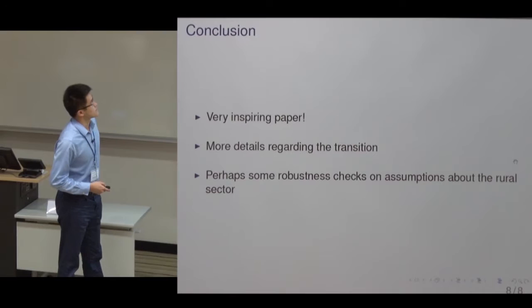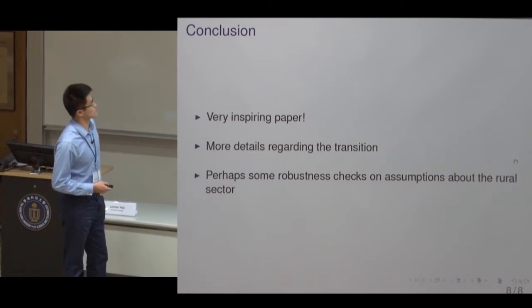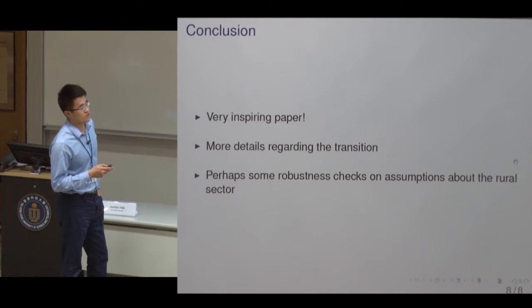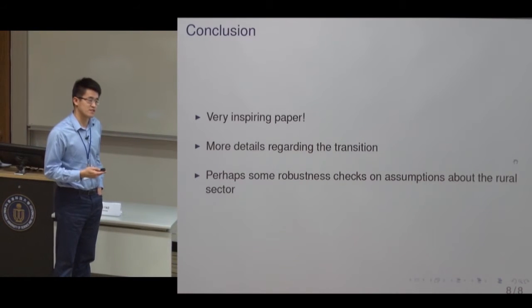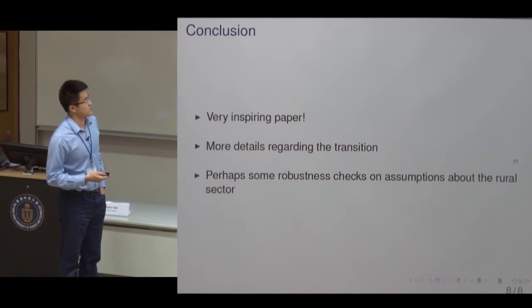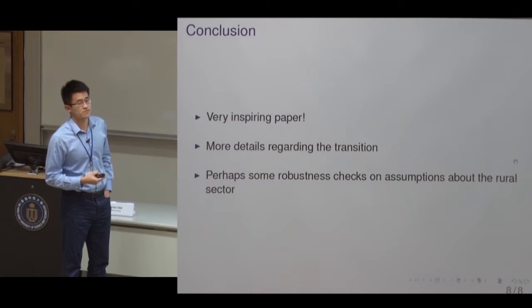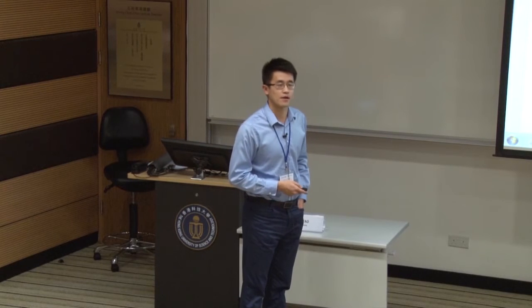So to summarize, this is a very inspiring paper, very nice paper. I enjoyed it quite a lot, and perhaps there should be more details regarding the transition. I don't fully get how the authors got this transition result by considering deviation from steady state. And perhaps more robustness checks on assumptions about the rural sector, because although the rural sector is not growing as fast as the urban sector, it certainly has a living standard that has increased. So maybe some robustness checks on this. Thank you.